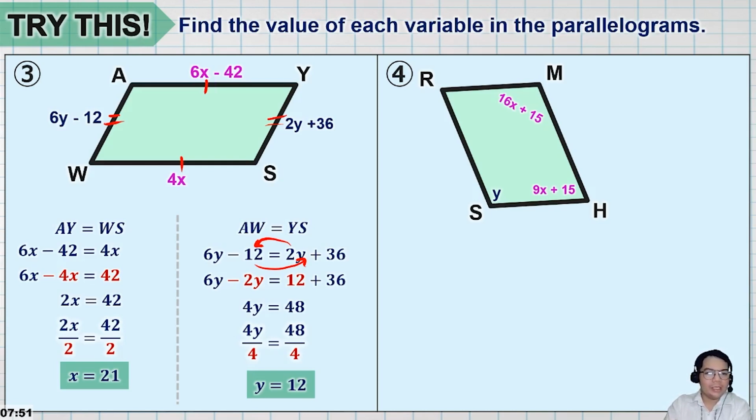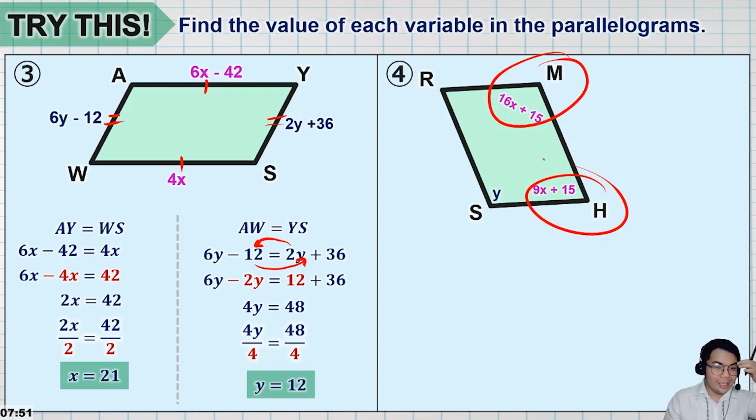Kasi as you can see, meron tayo ditong consecutive at the same time, meron din tayong opposite angles na present dito. So, ang choice mo dyan is depende dun sa given mo na variables. So, saan ba dyan yung may parehas agad na variables? Now, as you can see, we have both variables x on the angles such as angle M and angle H.